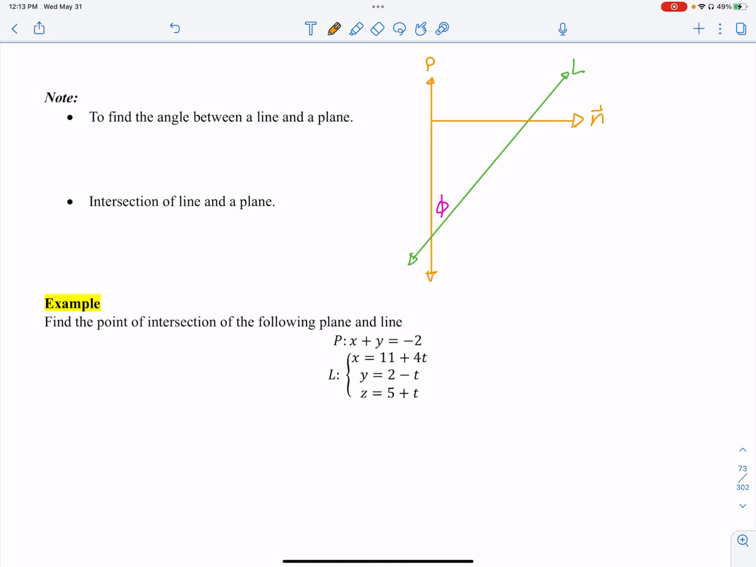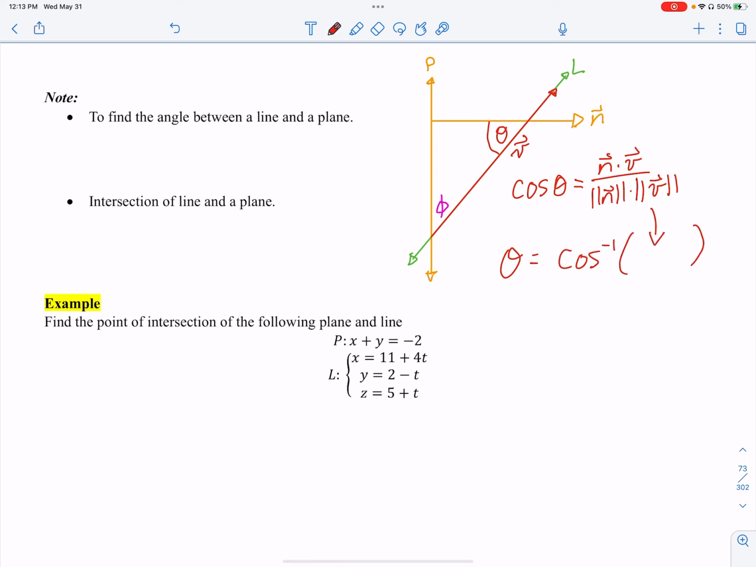I can actually create a vector from this line as well. I'm going to put it right here. And I can create a vector that goes the path of the line. So we'll call that v. Now, I can use n and v to find theta, right? I can use cosine. Cosine of theta is equal to n dot v over the magnitude of n times the magnitude of v. And then theta is equal to inverse cosine of that.